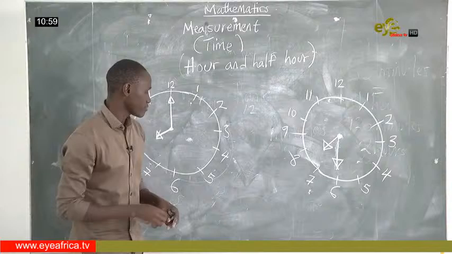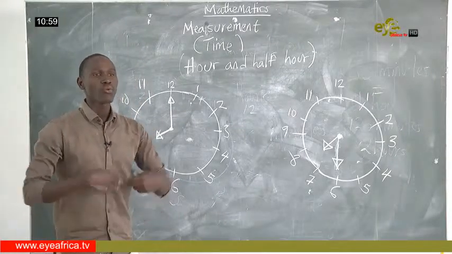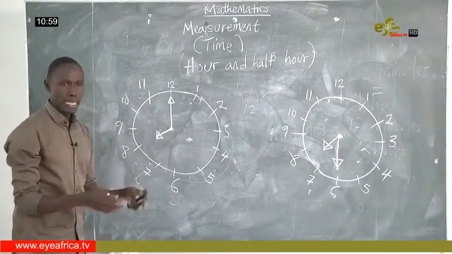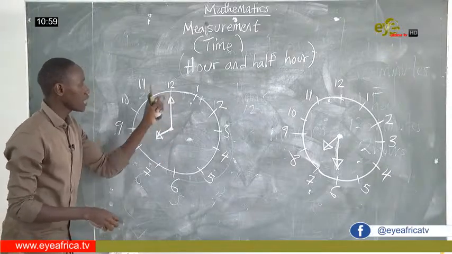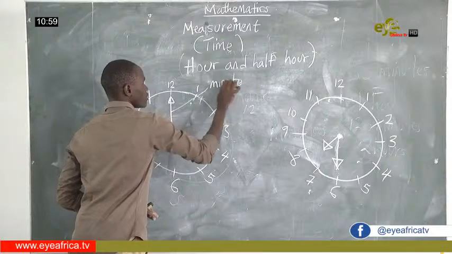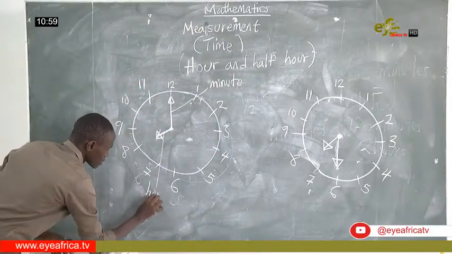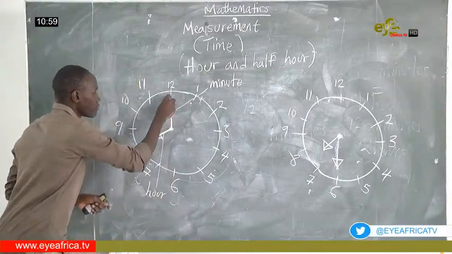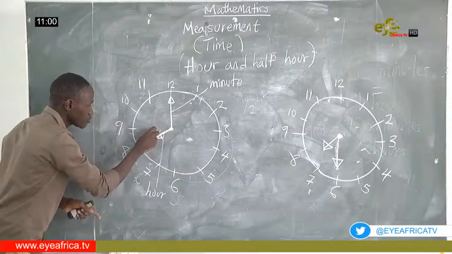Now the question we have is, what time is it? He's saying what time it is. Now we are going to look at this and identify the time that we have. If you look at our longer hand, what is it? It is the minute hand. And our shorter hand here is the what? The hour hand. Now, if my minute hand is facing 12 and my hour hand here is facing which number?